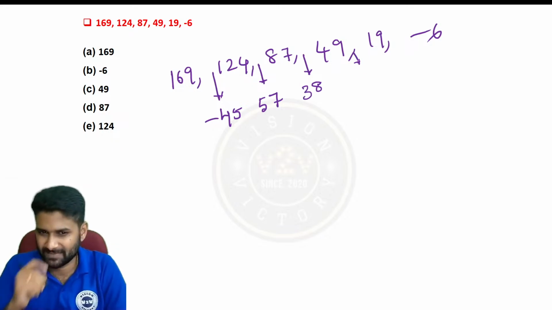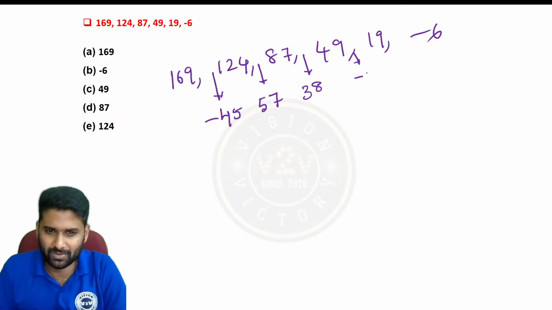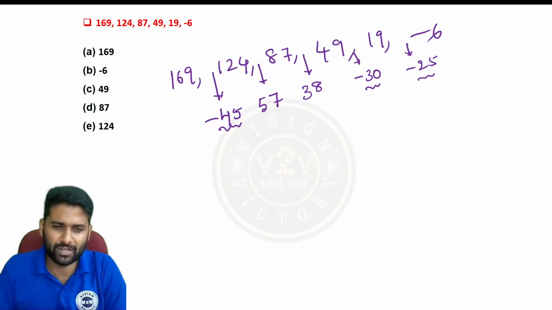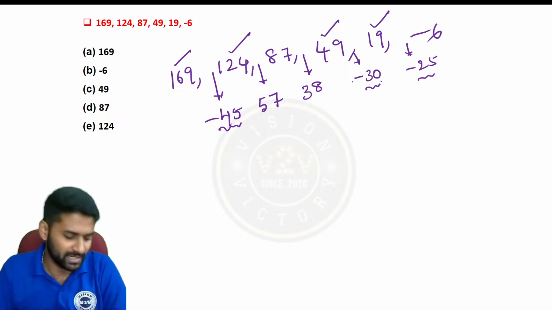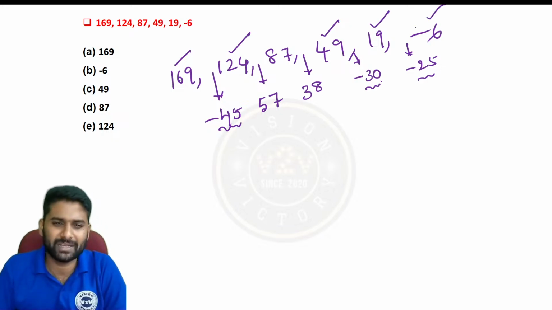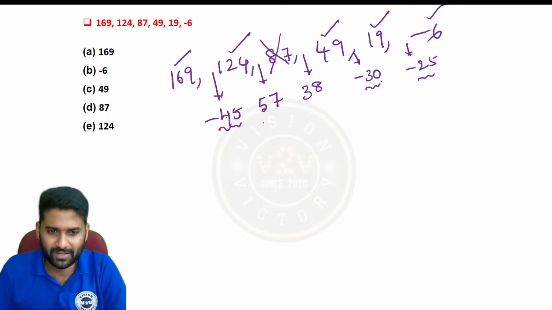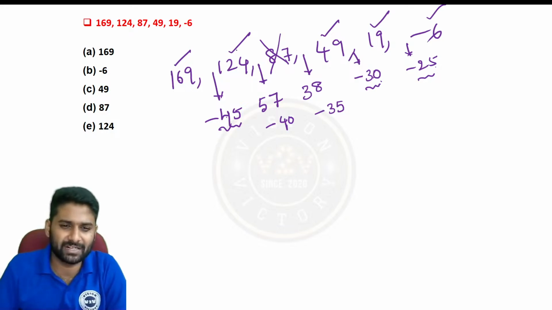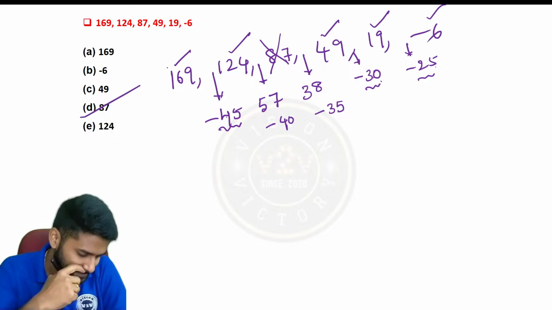The next difference is exactly 30 units. The next difference here is 25 units. Now see, here we have 45, then 30, and this is 25. If 45 is the correct answer, definitely these two numbers are right. If 30 is the right one, definitely 49 and 19 are right. If 25 is right and minus 6 is right, then definitely the wrong number is 87. It should be minus 45, minus 40, minus 35, then minus 30 and minus 25. This is the correct pattern, guys. That's why 87 is the wrong answer.